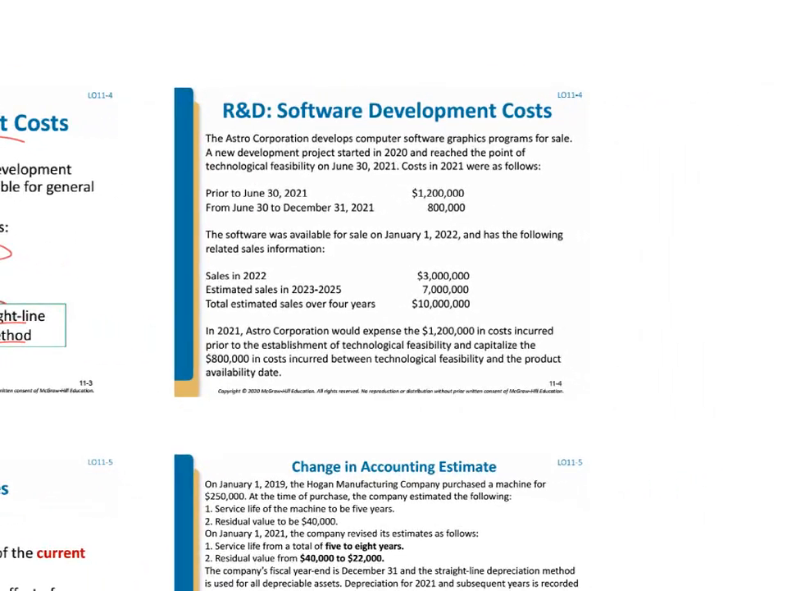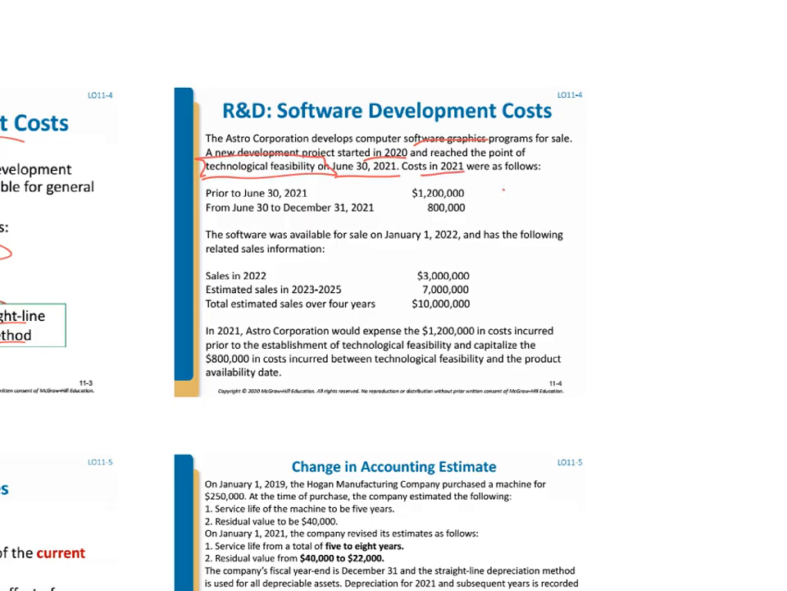In this example, it says Astro Corporation develops computer software graphics for sale. A new development project started in 2020, reached the point of technological feasibility, and that's that point we talked about in Chapter 10, where we discussed that from then until when the software was actually released to the customers, those are the costs that we can actually capitalize. So it says they reached that on June 30th, 2021. The costs in 2021 were as follows.